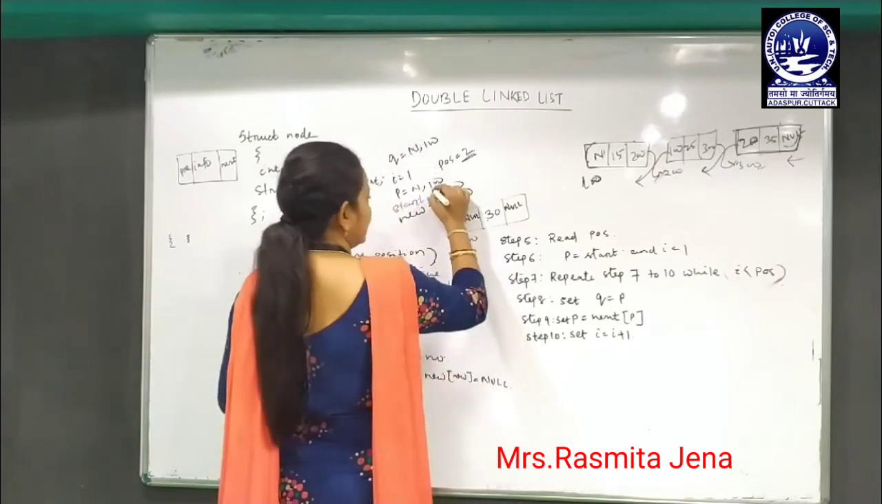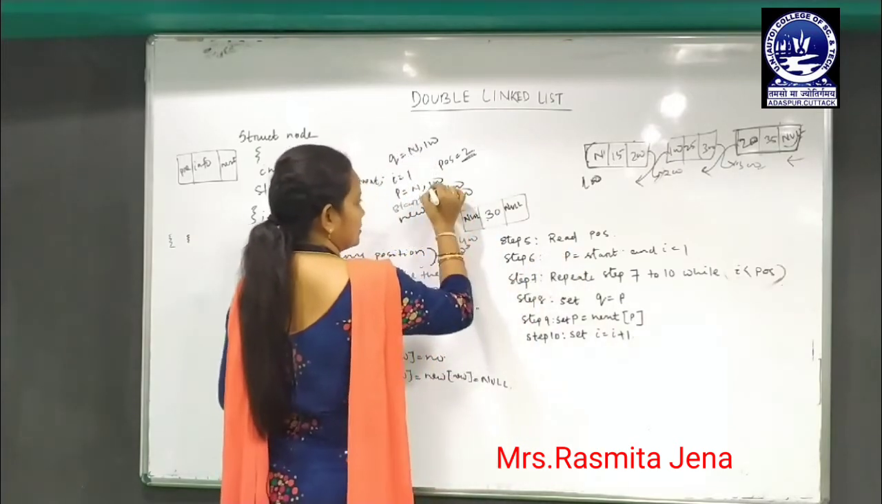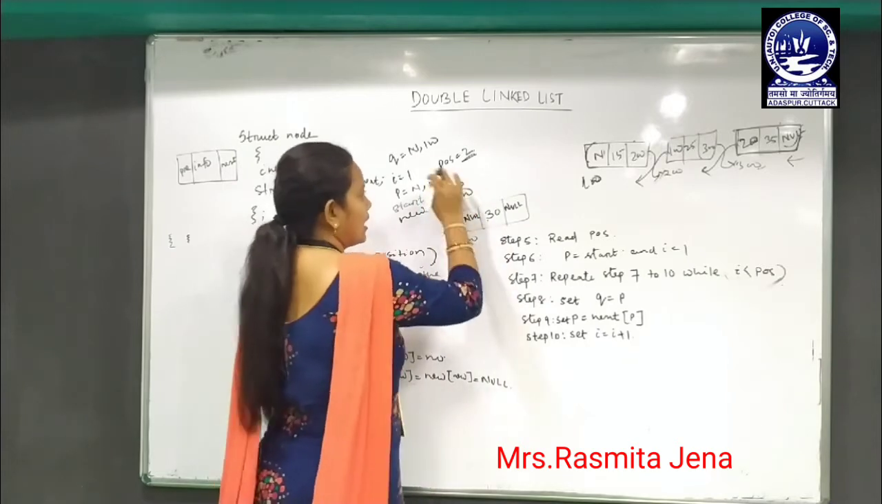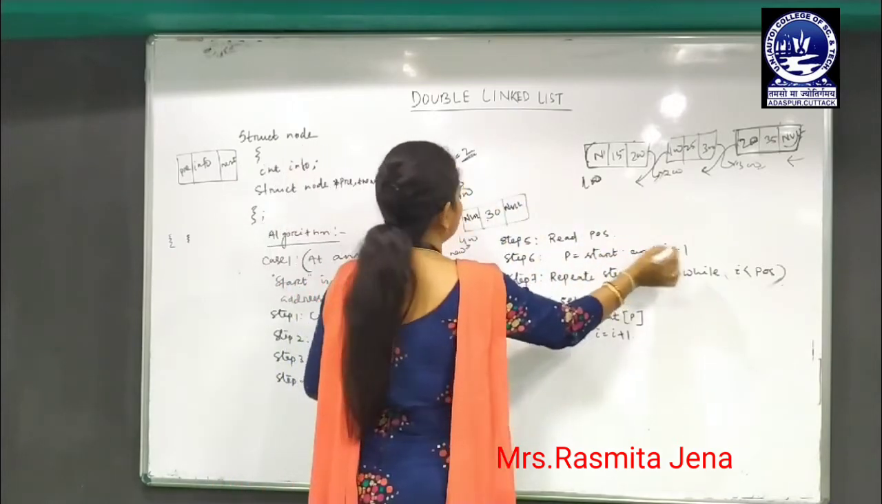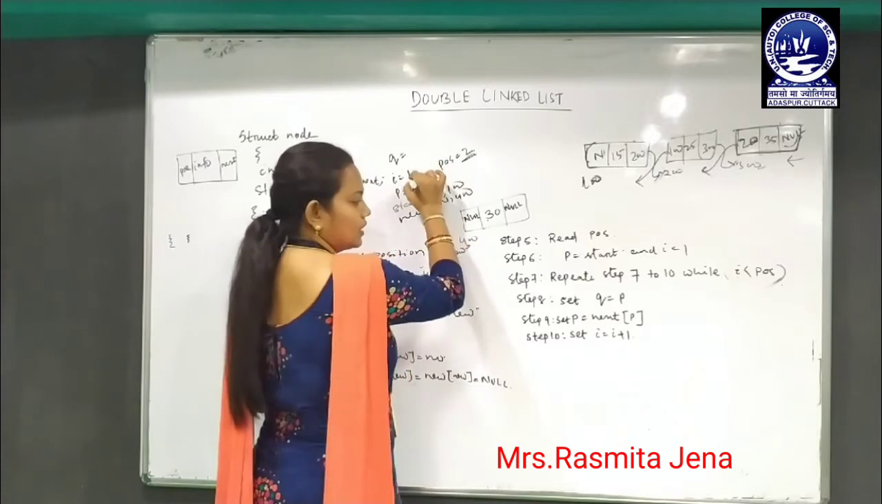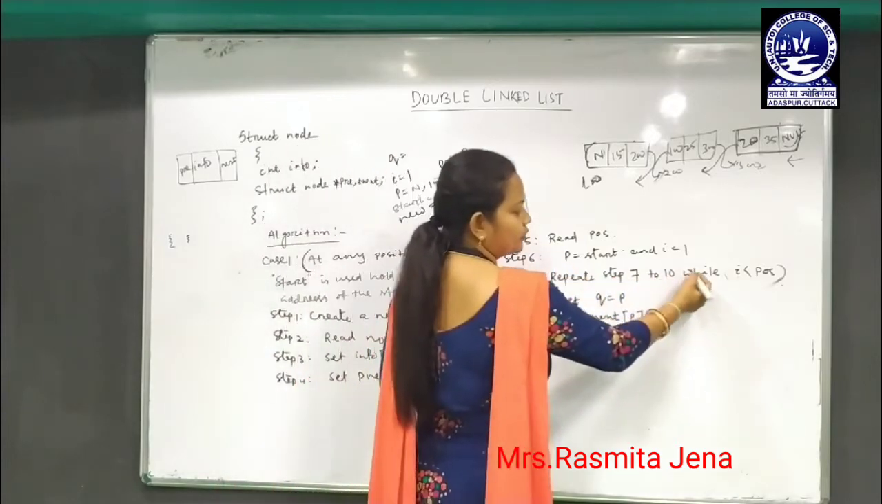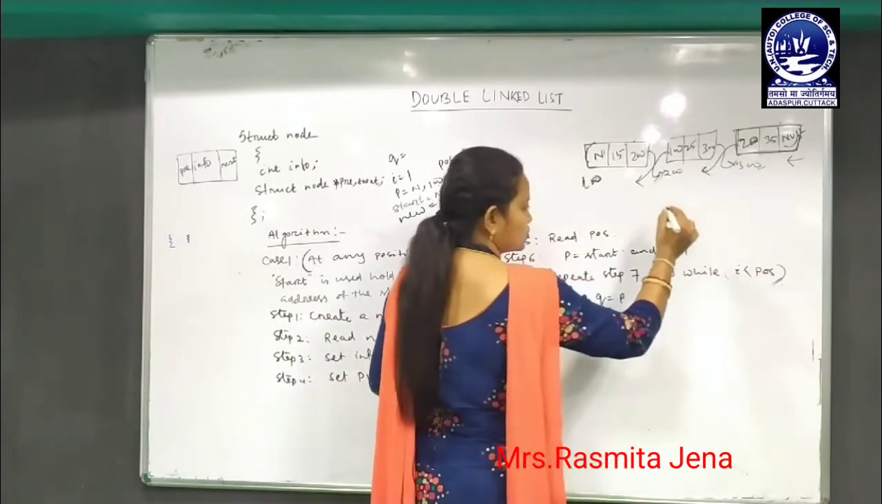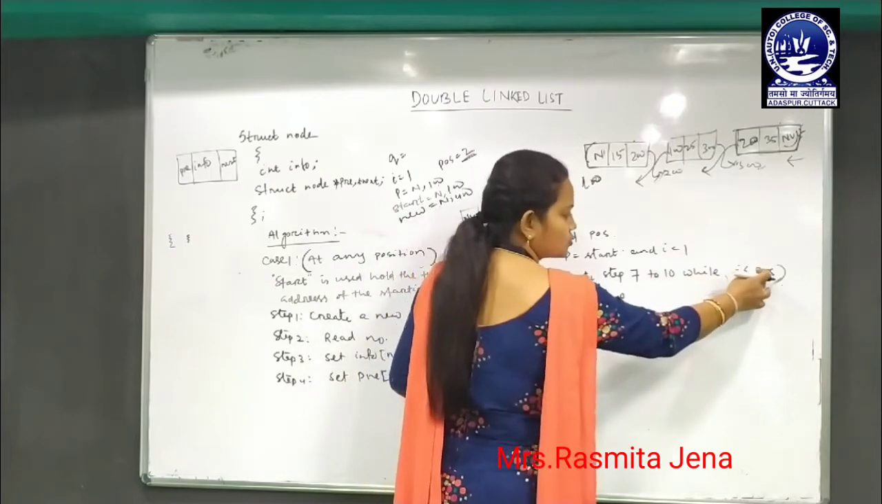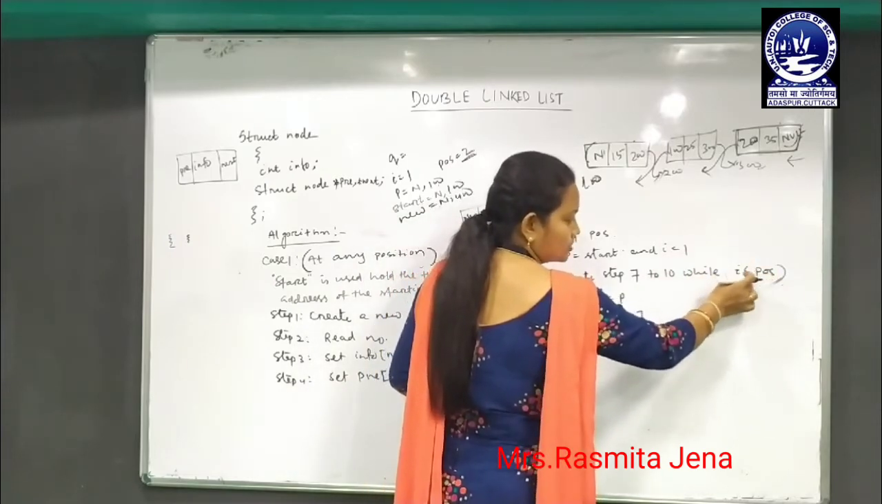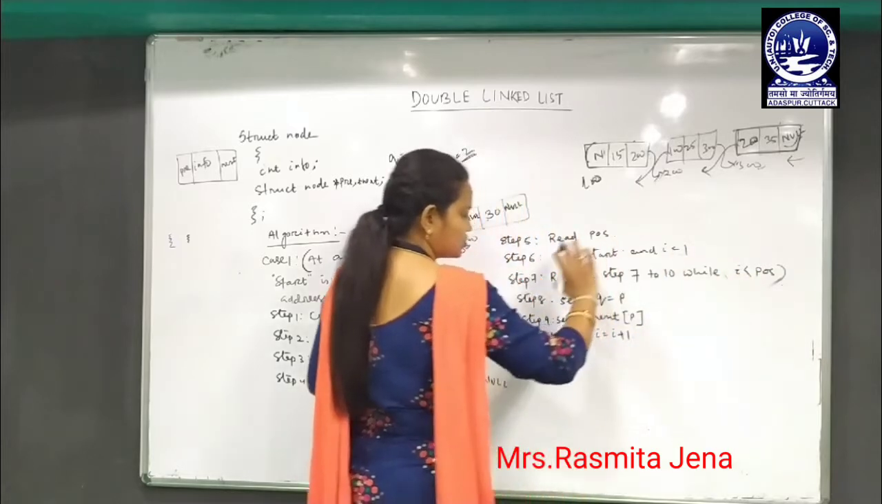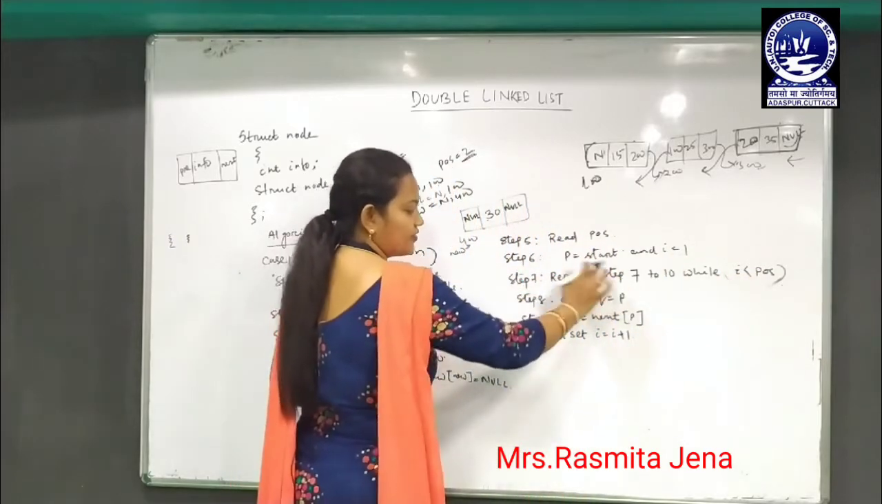So initially initialize p equals to start. So p equals to 100, and then we will initialize I equals to 1. So I equals to 1, and then repeat step 7 to 10 while I less than position. So I is 1 and position equals to 2. So this condition is true. As this condition is true, we will execute step 7 to 10.